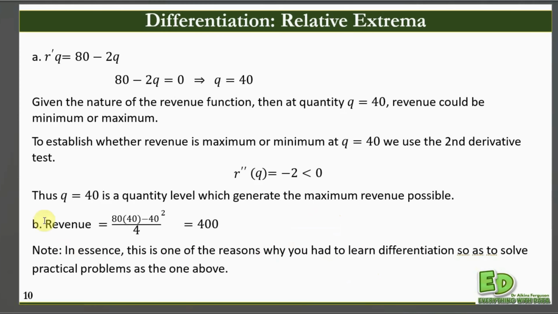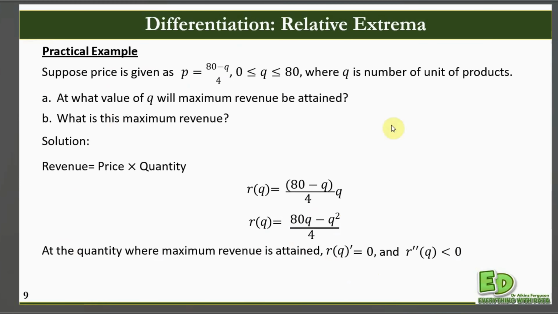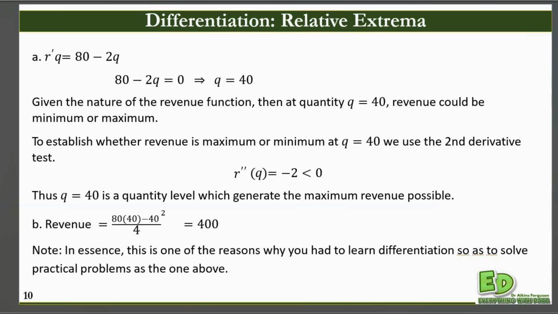On our next slide here, the differential gives us 80 minus 2Q. If it's equated to 0, our quantity will give us 40. What does this mean? It means that looking at this range from 0 to 80, if we produce just 40 units of the product, we are going to achieve the maximum revenue, that highest revenue. So at quantity equal to 40, revenue could be minimum or maximum. To establish which, we use the second derivative test, i.e.